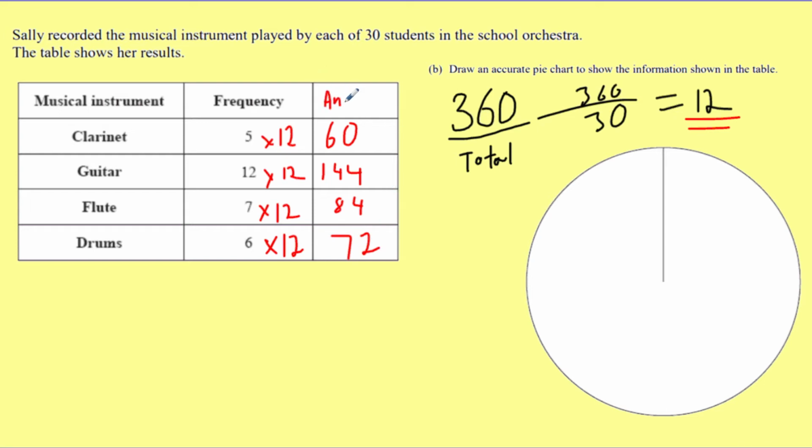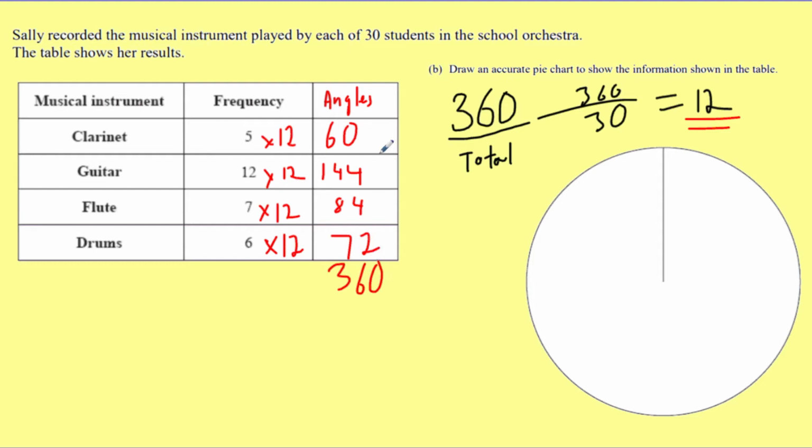You might get the table given to you, or you might have to draw the last column on yourself. Once we've got these angles, we can check they're right. If we add them all up, they should make 360. So we've got 60 plus 144 plus 84 plus 72, which is 360. Excellent. Right, we're on the right tracks here.